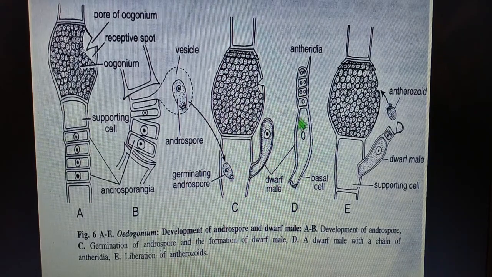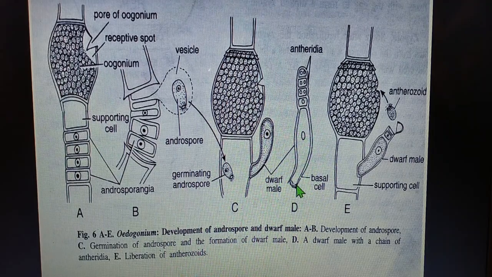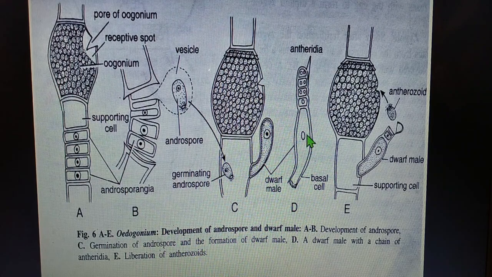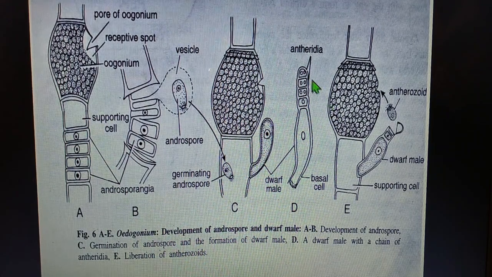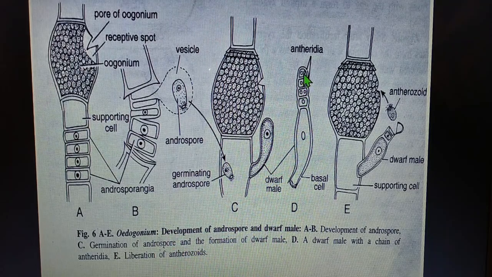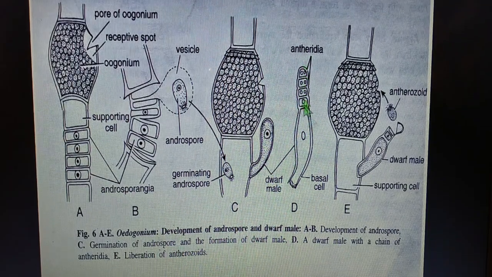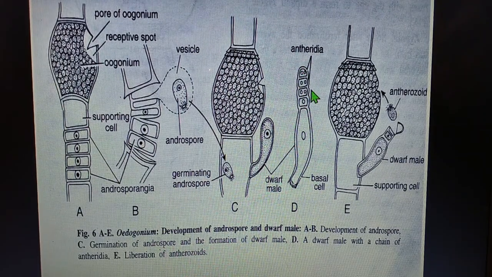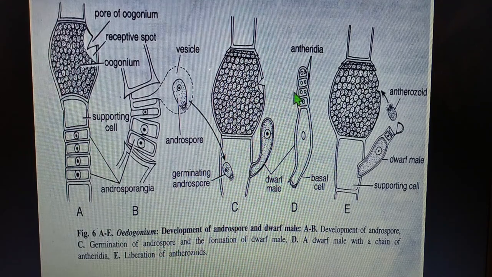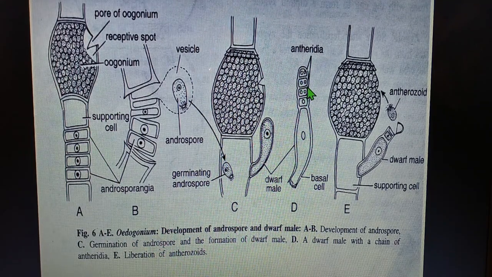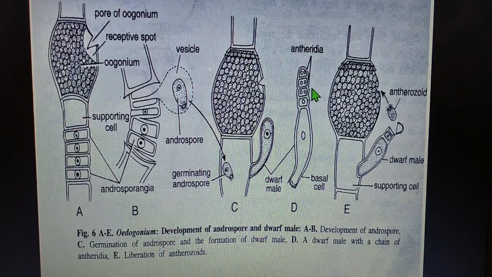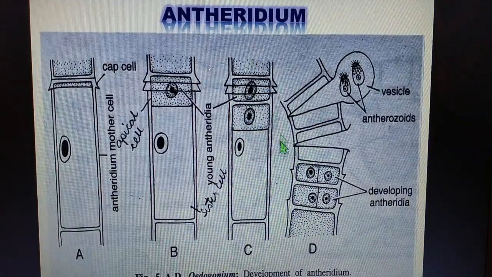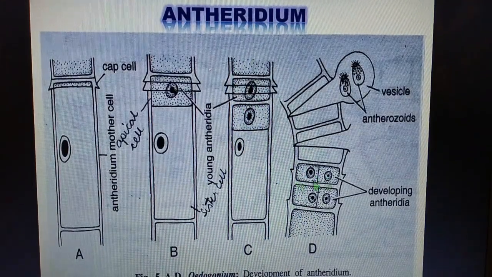Now the dwarf male is similar to any other filament which has a holdfast, the basal cell, and one or more antheridia. You can see antheridial cells here: 1, 2, 3, 4. It has a holdfast and one or more antheridia. Now the nucleus of each antheridium will again divide mitotically to form two antherozoids, just like in this case. When we have the antheridia, each will give rise to two antherozoids.